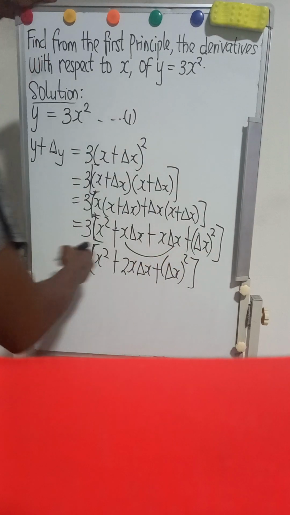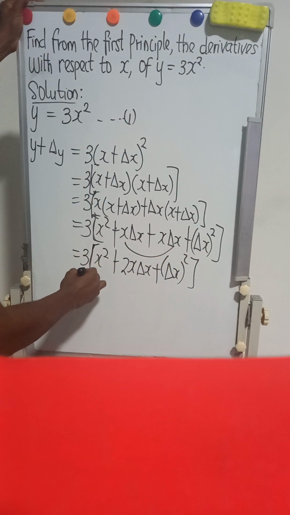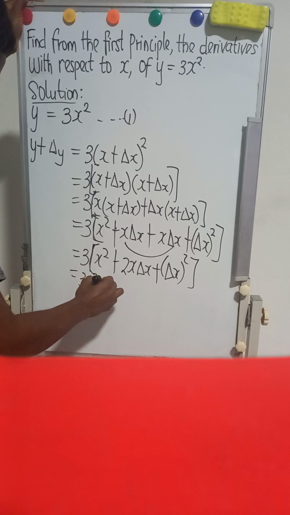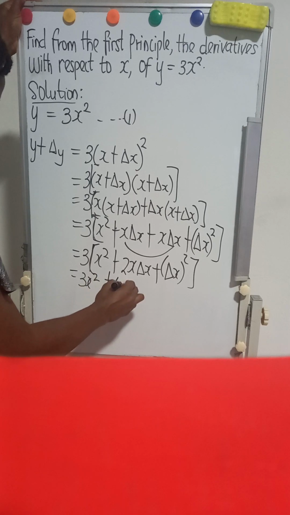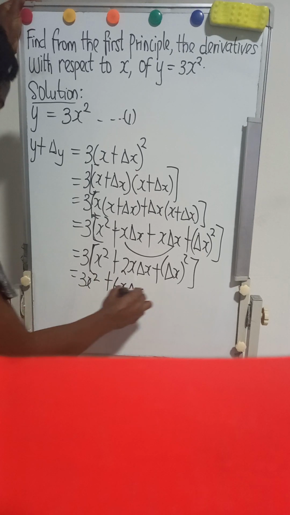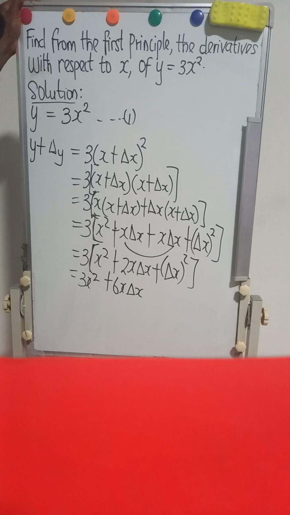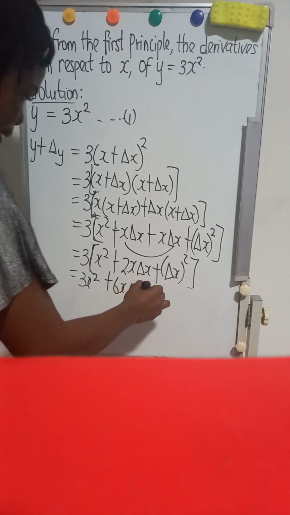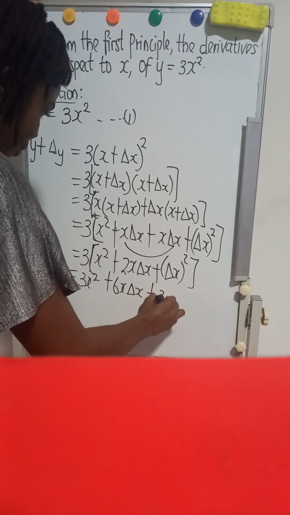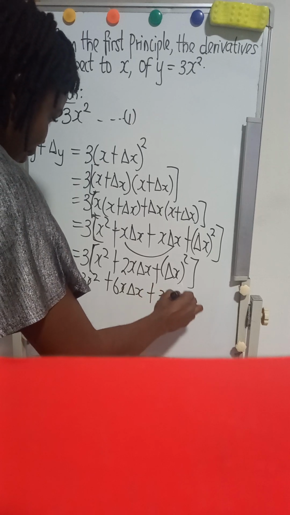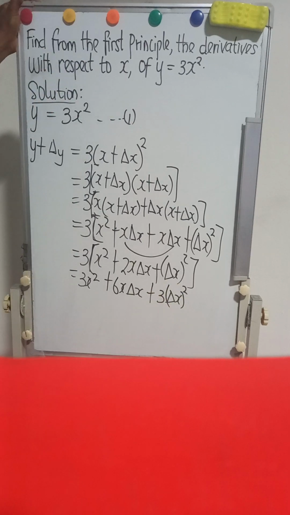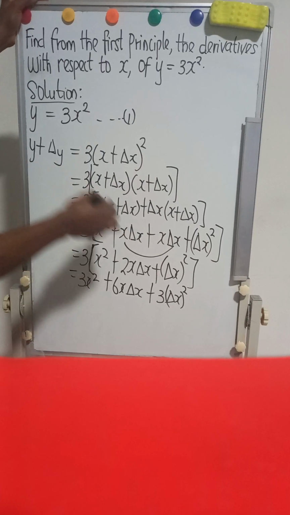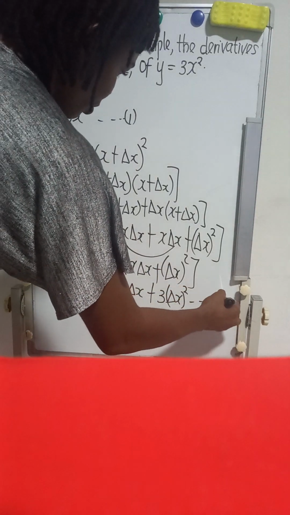Multiplying by 3 and opening the bracket, we have 3x squared. 3 times 2x delta x will give us 6x delta x, and 3 times delta x squared will give us 3 delta x squared. At this point, we call this equation 2.